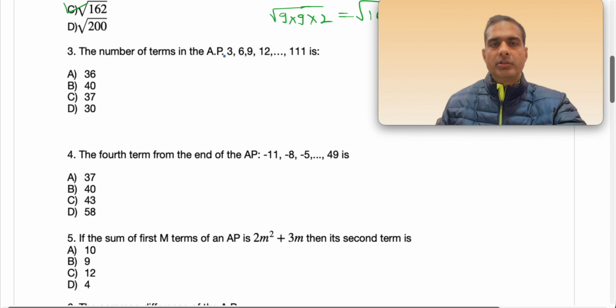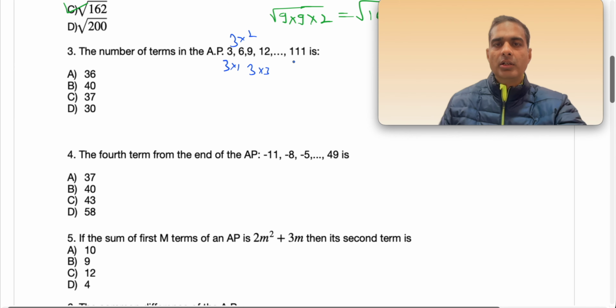The number of terms in this arithmetic progression 3, 6, 9, 12. So this is a table going on. Even without applying the concept of arithmetic progression, we can find out. 3 is 3 into 1, 6 is 3 into 2, 9 is 3 into 3, so 3 into 4. If I divide 111 by 3, 3 threes are 9, 2, 21, 3 sevens are 21. So 37.